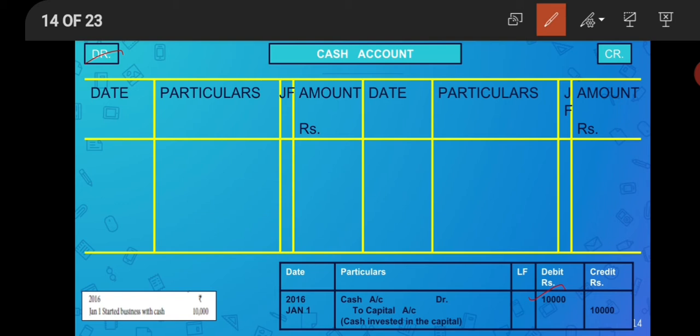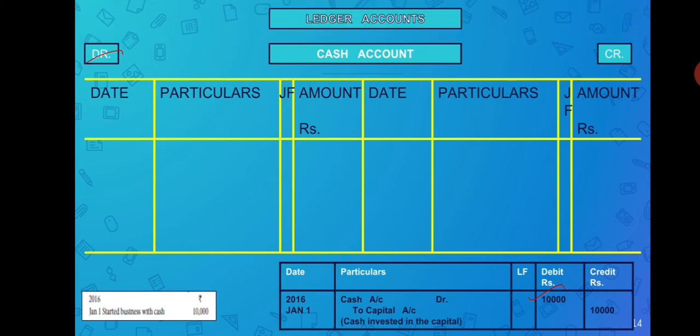How will you post? In cash account, cash will not come. So we have to make the opposite entry. That is the credit entry we are going to write. So you have to make the entry with capital account.